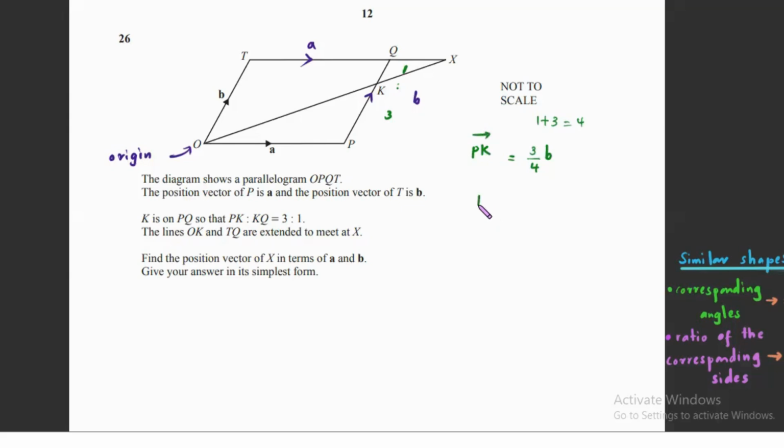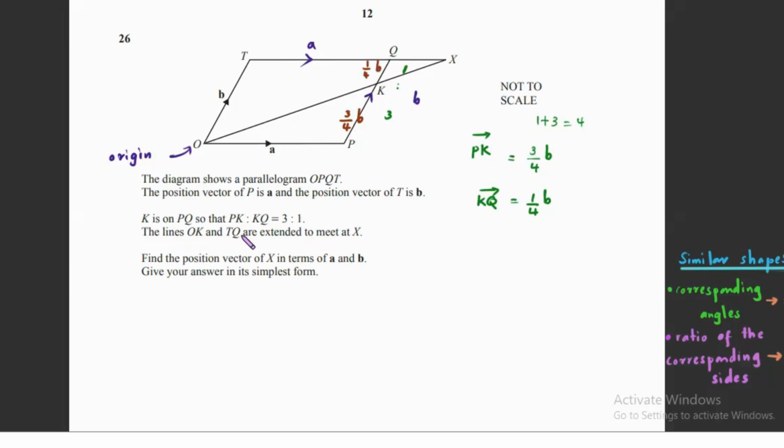The same way, K to Q will be equal to 1/4 of the total length, which is B. This is 3/4 of B, so I will mark that as well. So here I can write P to K is 3/4 of B, K to Q is 1/4 B. I'm going to mention it here.